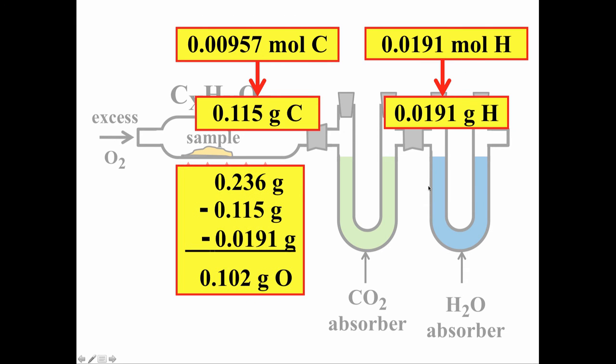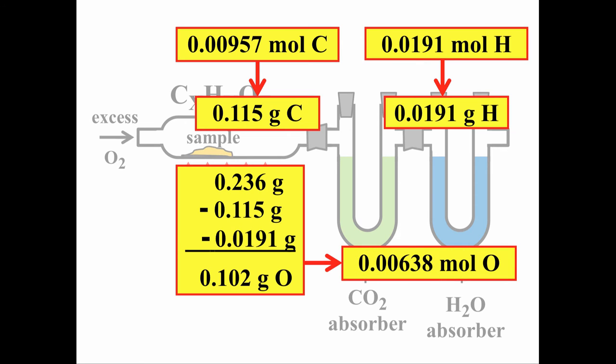And then we recall that our initial sample was 0.236 grams. We just went through the calculation to find that of that, 0.115 grams are carbon and 0.0191 grams are hydrogen. So if we subtract these two masses, the masses of carbon and hydrogen, from the mass of the sample, we can deduce that that mass, 0.102 grams, must be the mass of oxygen in the sample. We weren't able to get it directly, but we're able to get it via some calculations.